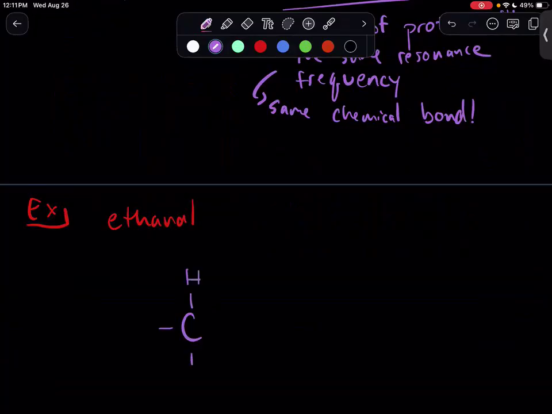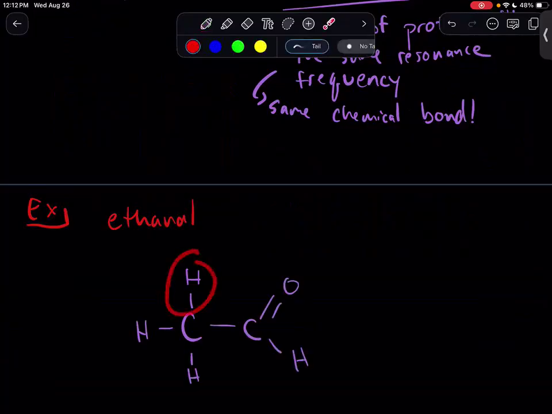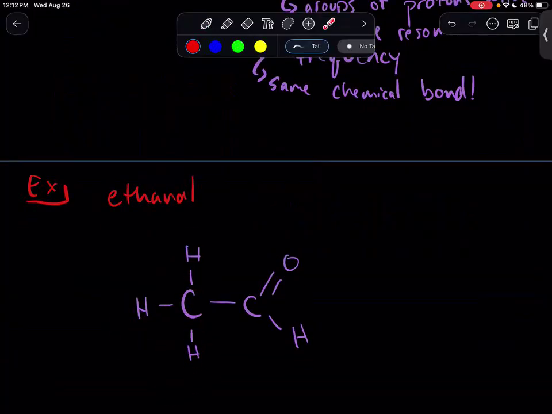Ethanol has carbon with 3 hydrogens bonded to a carbon, double bond oxygen, single bond hydrogen. If we look at each of these 3 hydrogens, they actually represent the same exact bond. Hydrogen is connected to a carbon, which is connected to a carbon, double bond oxygen, single bond hydrogen. Again, same thing. And if we think about this in 3-dimensional space, they're all equidistant away from everything else. So all 3 of these hydrogens might be in chemical environment A. So all of these protons will produce the same resonance frequency.